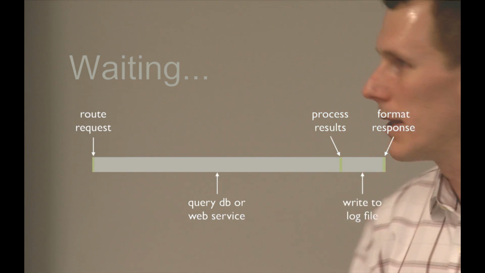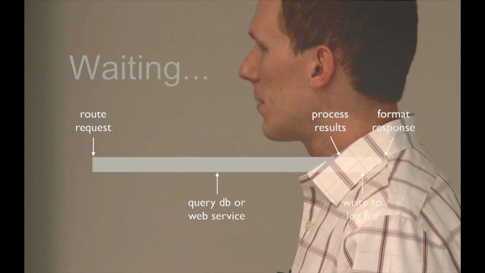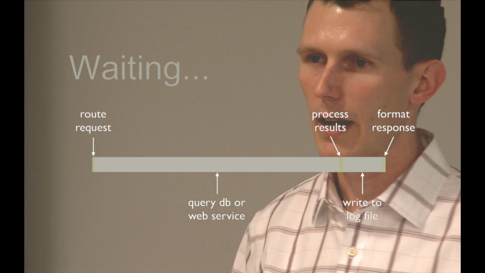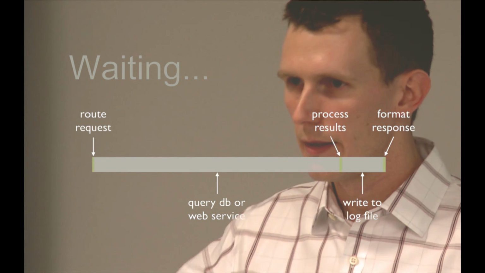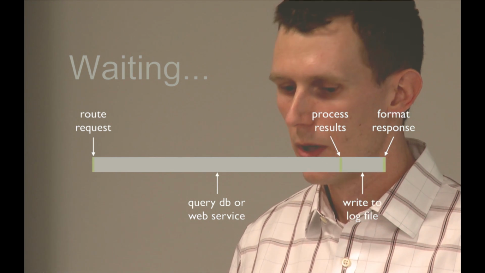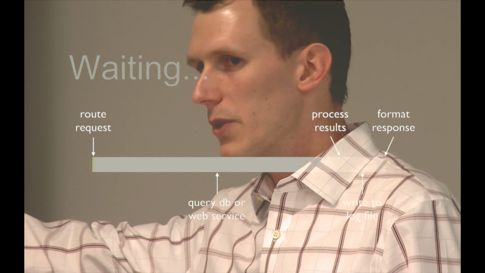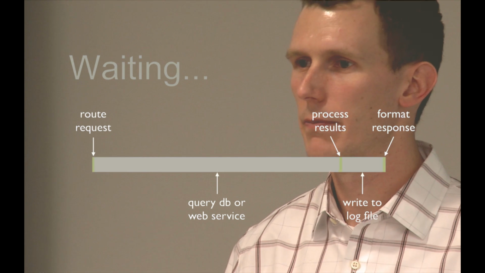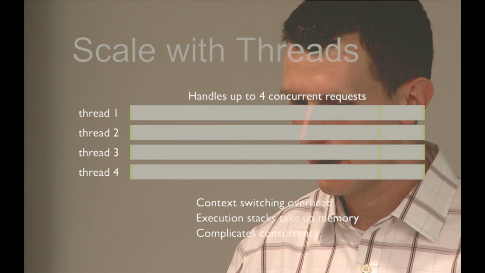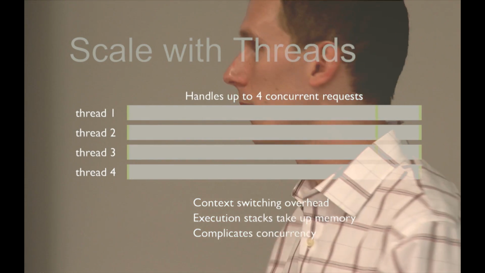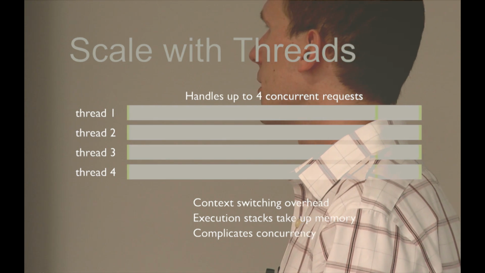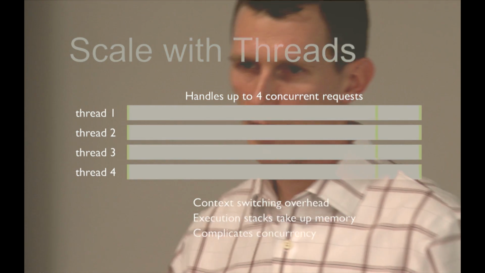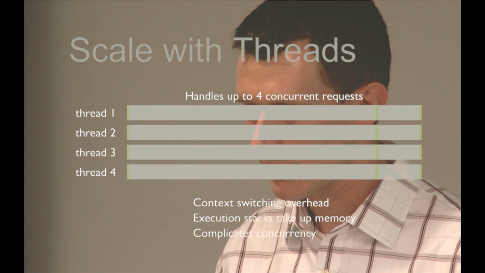So the theory here is that in any request, a lot of the time is spent waiting on the I/O to return. So waiting on the database results to come back, or waiting for a web service request to actually send you something back, versus how long it takes you to actually process it on the CPU. So if we want to scale that with a threading model, in this example here, we have 4 threads, so we can handle up to 4 concurrent connections, right?